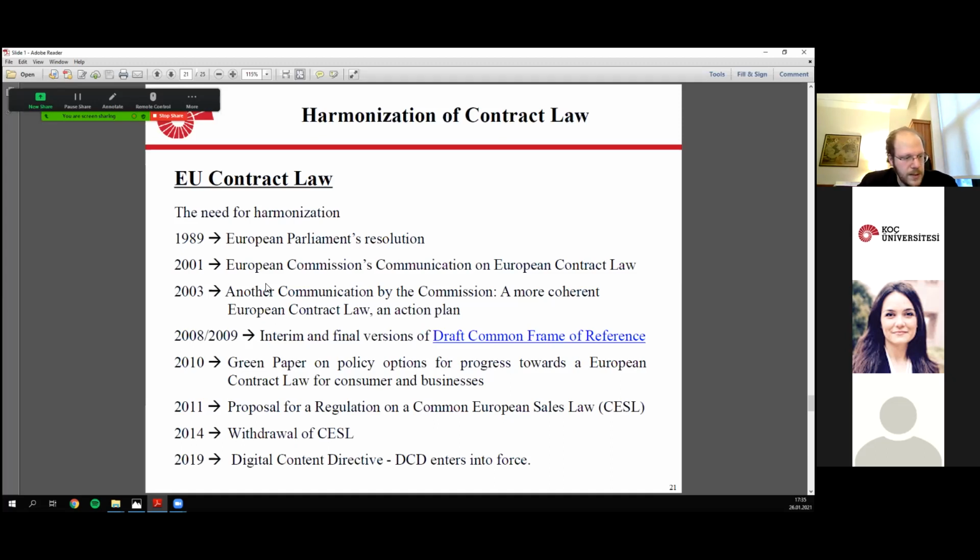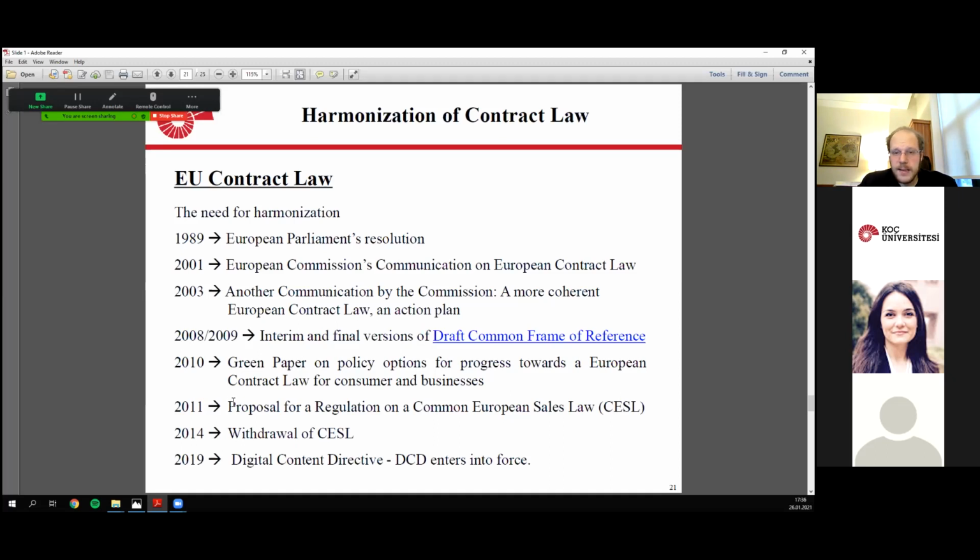In 2008 and 9, finally, there was a draft of this common frame of reference, and it was published in 2009. We also use that in our courses to have a look at how legal scholars have found some common ground with respect to legal problems concerning contract law.